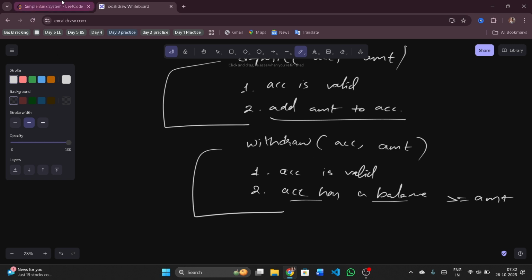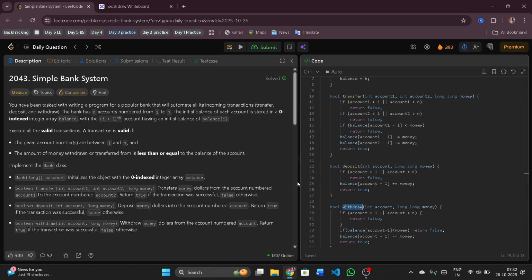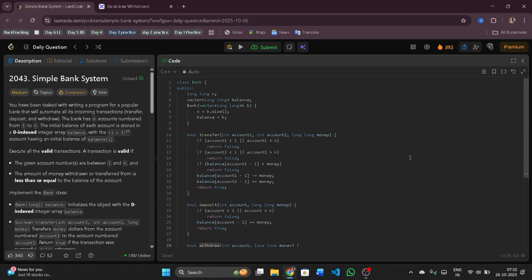So this is how you solve this problem, and this is a simple problem, and you can also understand this by just looking at the code.